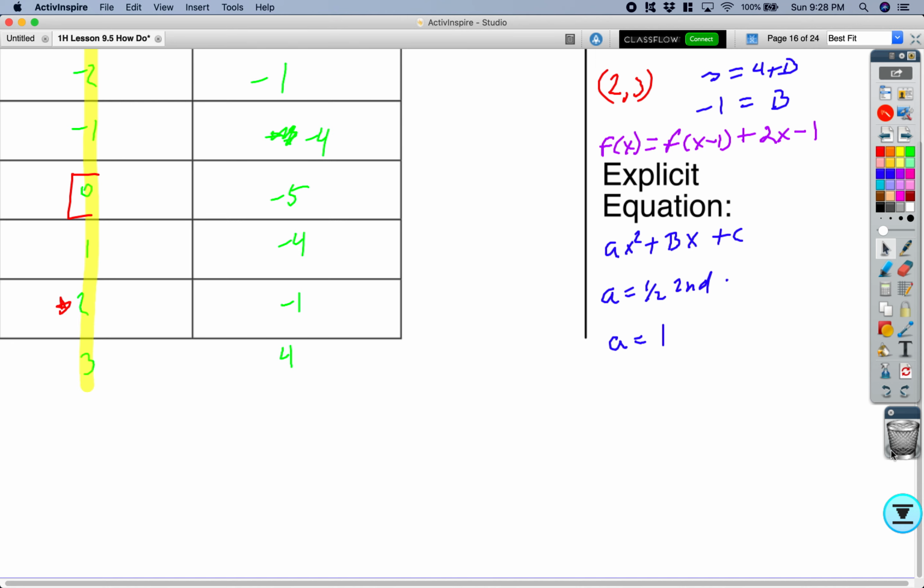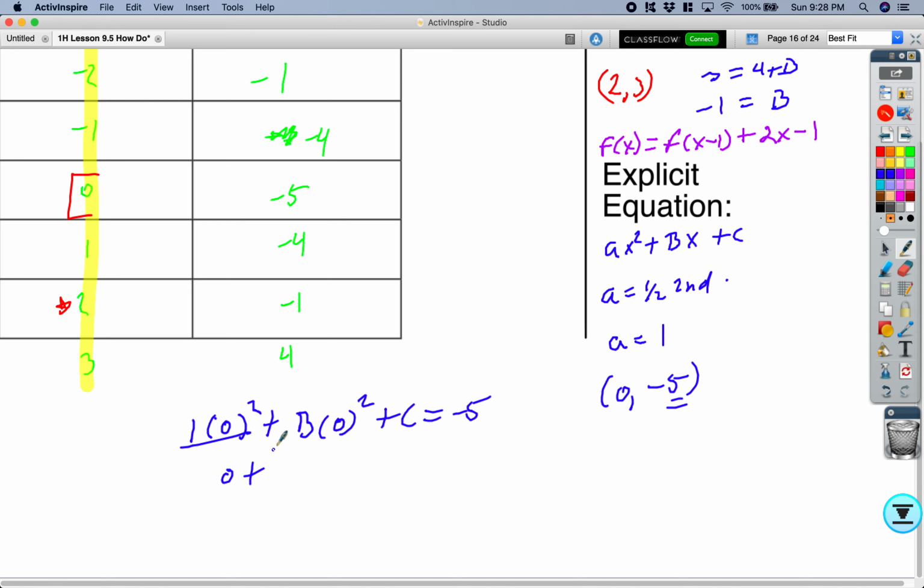And what we're going to do is just choose 2 of these values. So I'm going to start with 0, -5 and plug that point into this. I already know my a value is 1, and I'm going to plug in 0 for x, so 1 times 0 to the second power plus b times 0 plus c is equal to my y value, which is -5. B times 0 is just 0, plus c equals -5. And then right here I get c equals -5. Cool, so I have 2 of the 3 values.